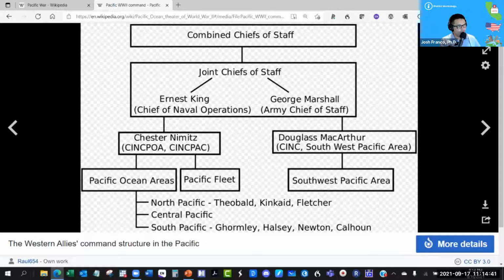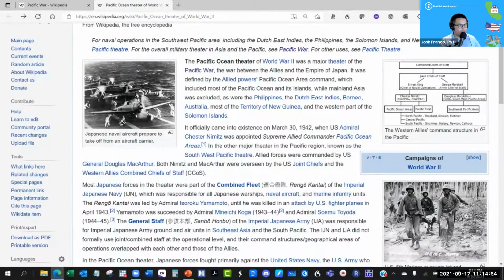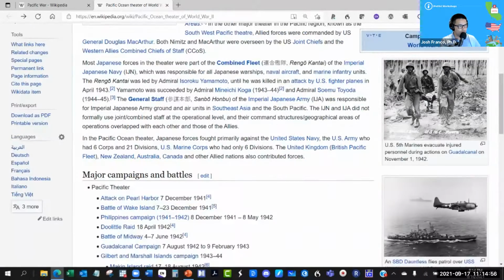And then you see the complexity here. So the Pacific Ocean areas and the Pacific Fleet, which included all these different elements: North Pacific, Central Pacific, South Pacific, and then with the Army, it was the Southwest Pacific area. So we had a very complex military structure with hundreds of thousands of troops throughout that region.